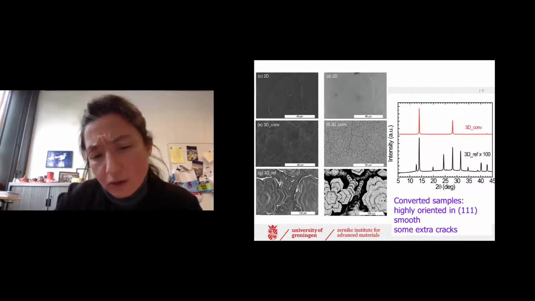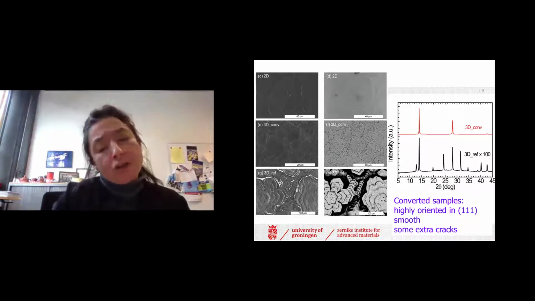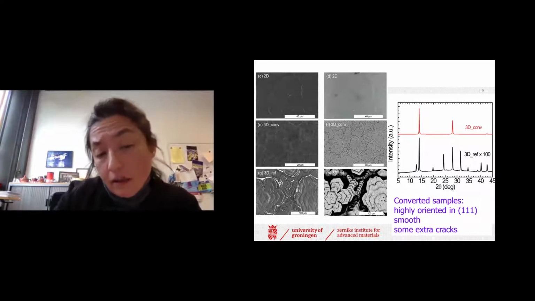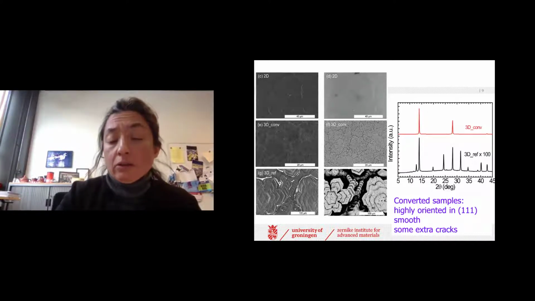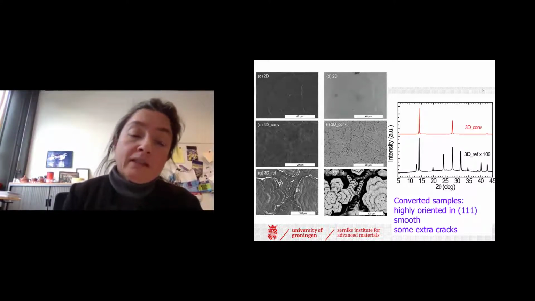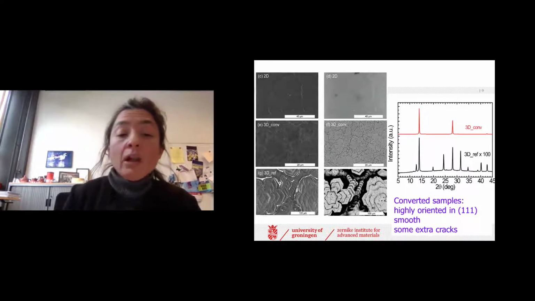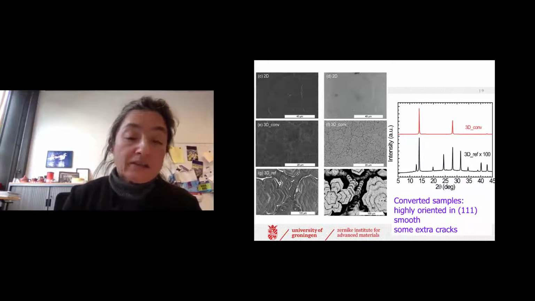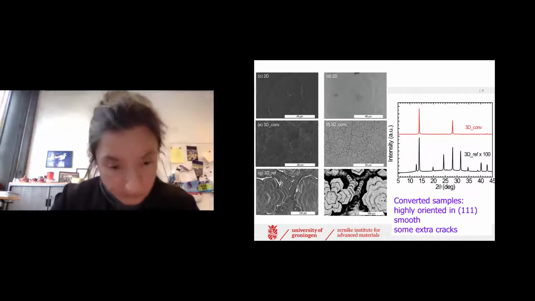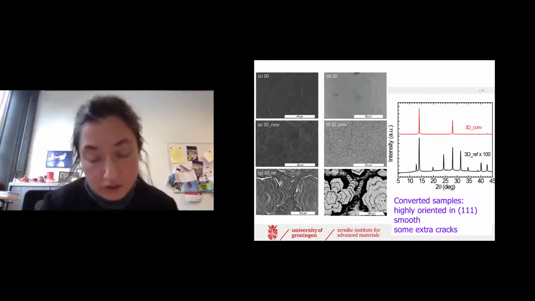And in the last row, I show you what you can obtain by using the same technique, blade coating, to deposit directly the three-dimensional perovskite. Actually it's extremely difficult to make good films of this material because the material tends to crystallize very fast to make these very beautiful structures.